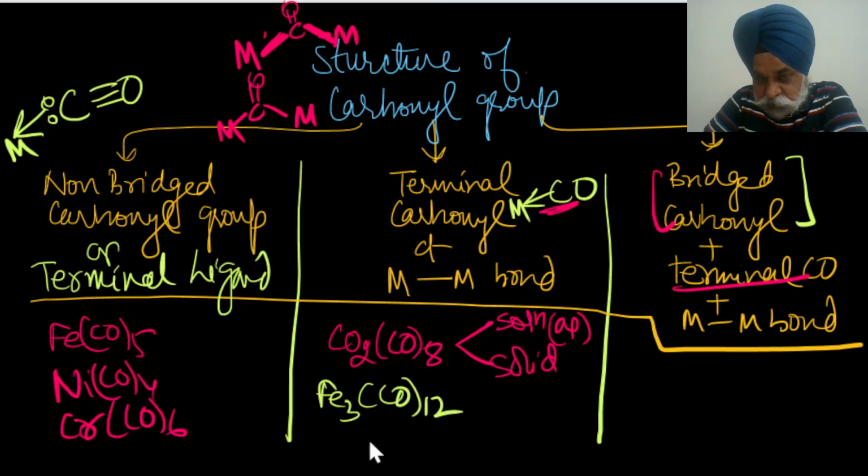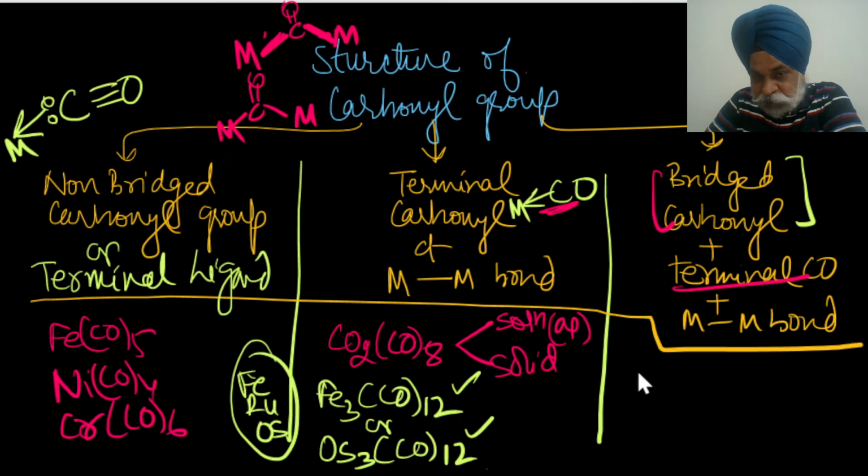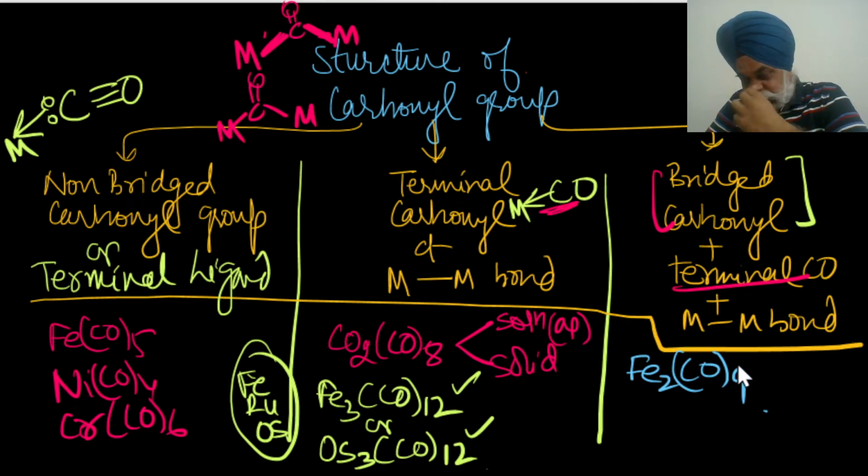This is also a very important case. This would be isostructural with osmium-3CO12, because if you remember, iron, ruthenium and osmium are from the same group. So whatever structure you get for this one, the same applies to this one. And the last one, which you also always have to remember, is the case of Fe2CO9, where you would find bridged CO and terminal CO as well as a metal-metal bond.